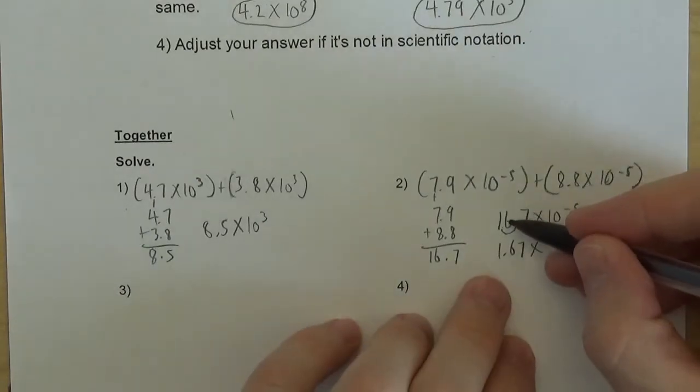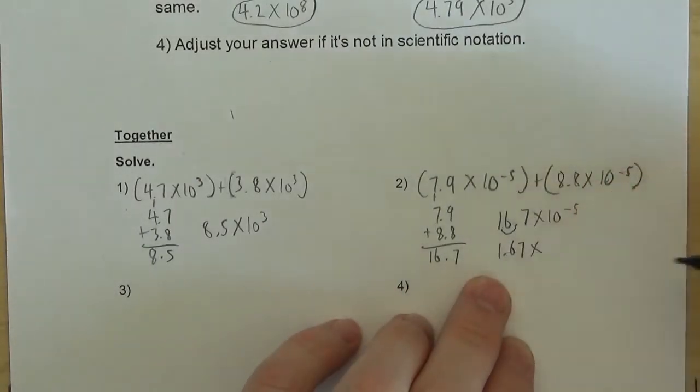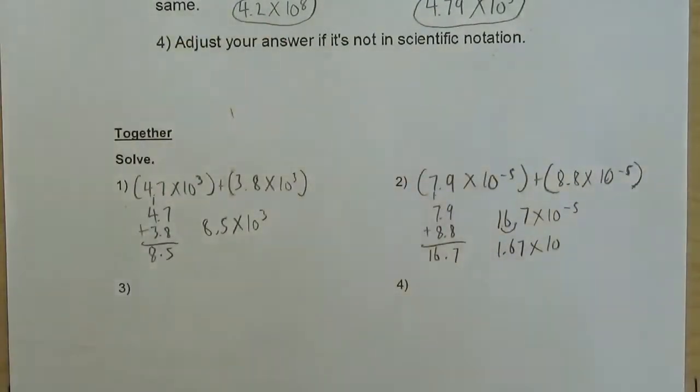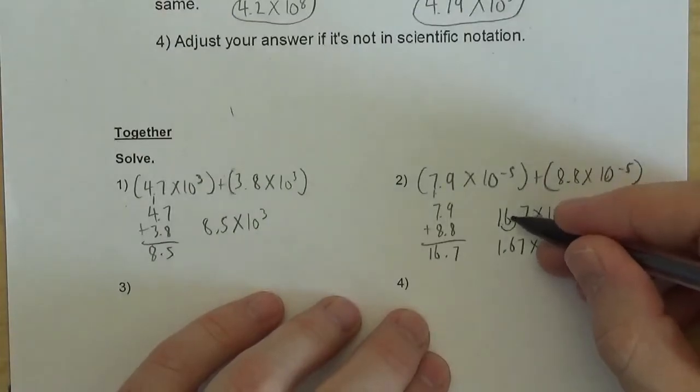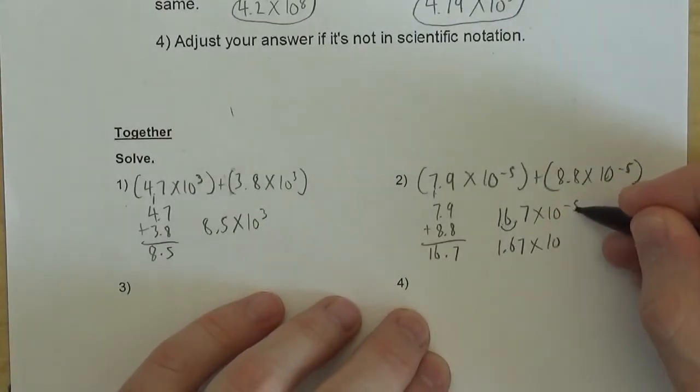So if we decrease this from 16 to 1, that means we have to increase the exponent. You do the opposite to make sure it balances out. We went down from 16 to 1, so we have to go up with the exponent.